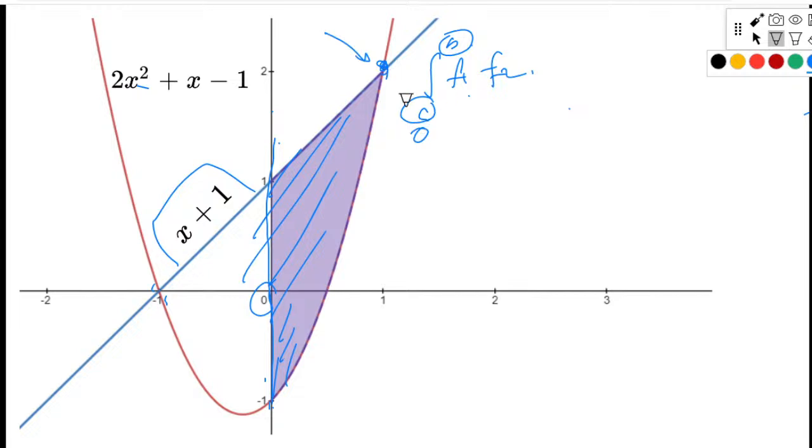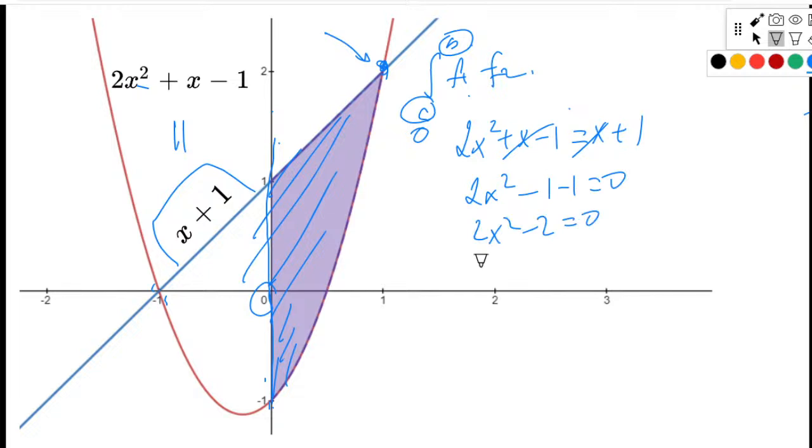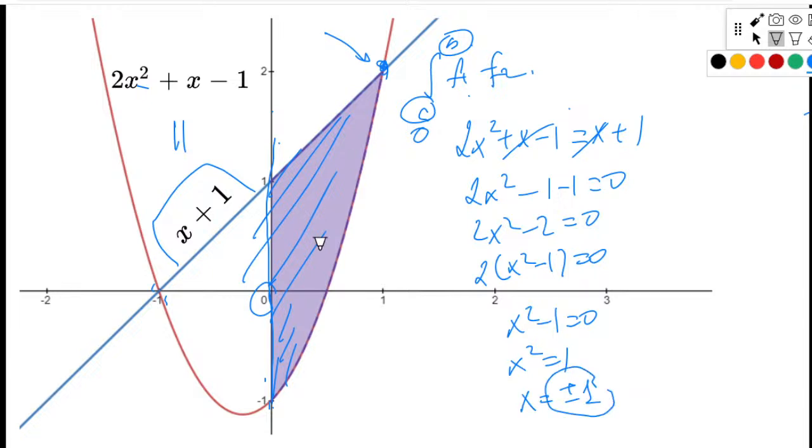And how do we find it? If it's an intersection of two functions, we can write that this function x squared plus x minus 1 equals x plus 1. To get rid of x, we get 2x squared minus 1 minus 1 equals 0. We get 2x squared minus 2 equals 0. So x squared minus 1 equals 0. X squared equals 1. So x equals plus minus 1. So see, we found the functions intersecting at 2 points.